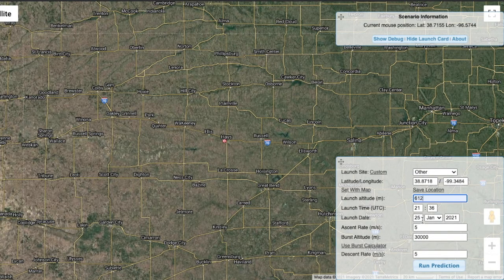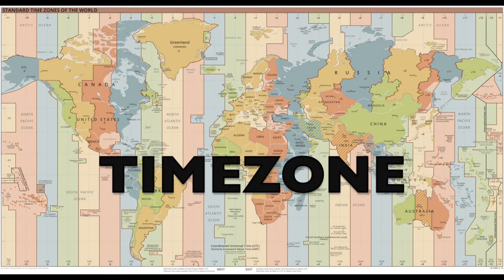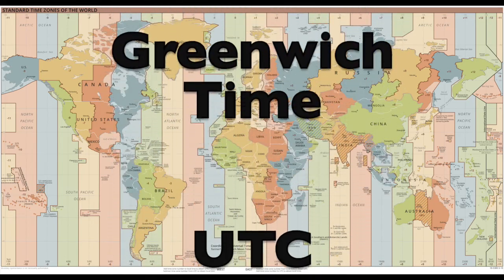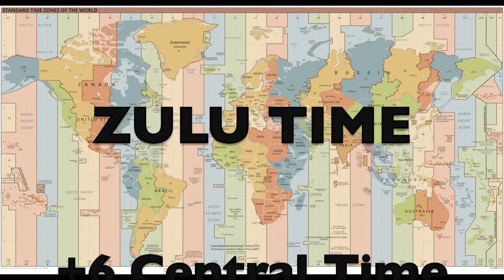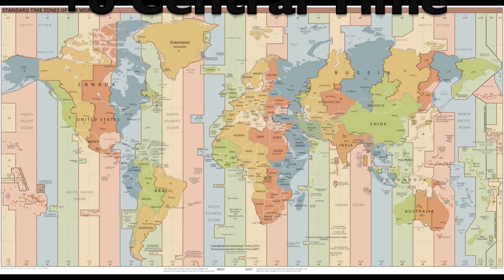Next we will enter the time and date. We do not use our local Kansas time zone. We use what they call either Greenwich time, UTC, or Zulu time. To find this time, just add 6 hours to our local central time.